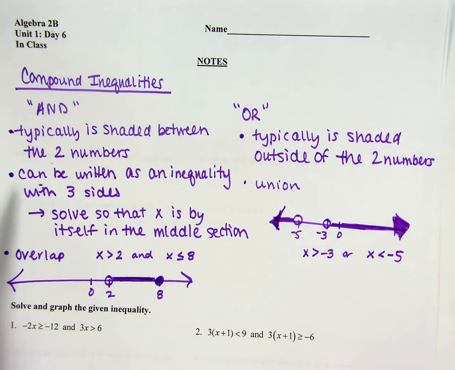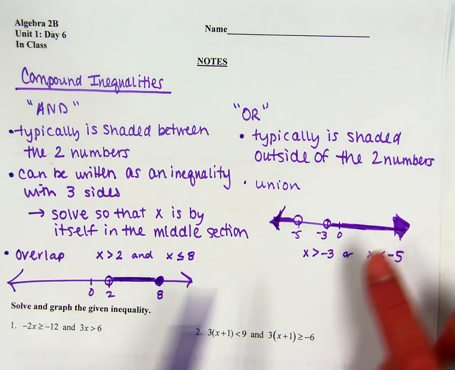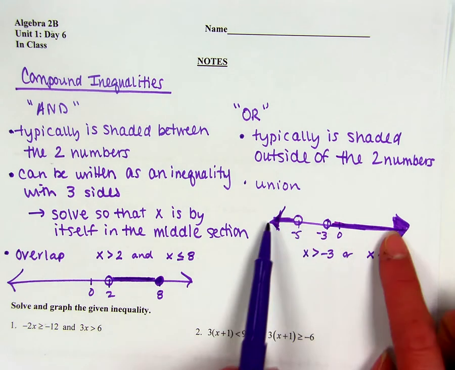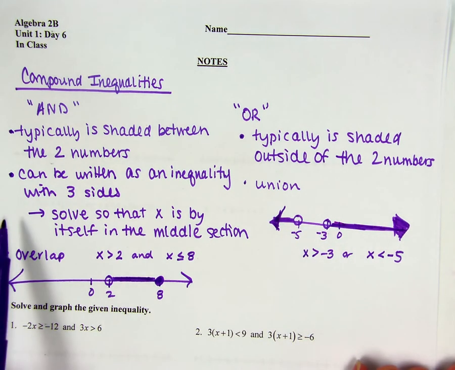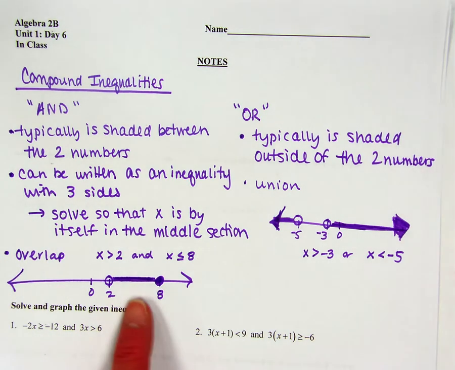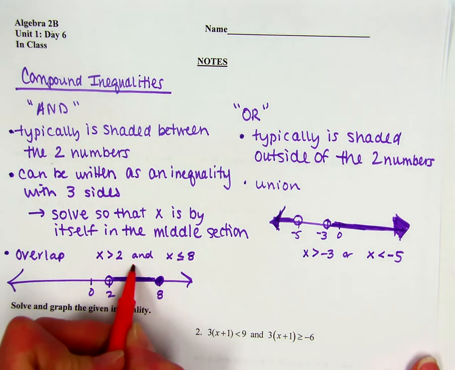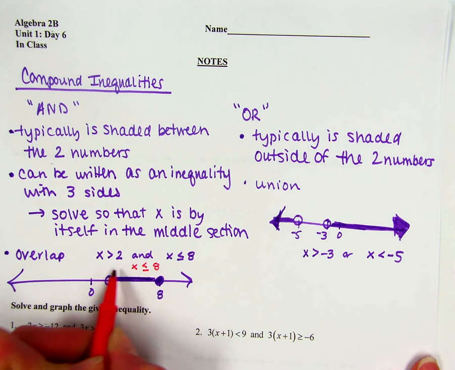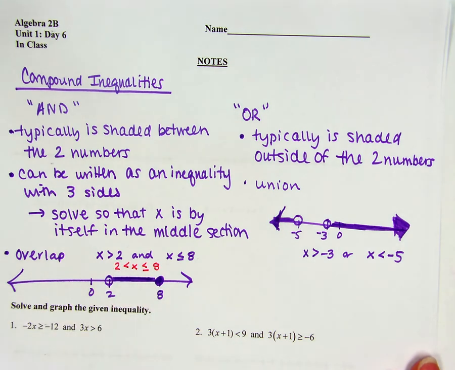All right, so we wrote down here, typically the and is shaded in between the two numbers, but the or is shaded outside of the two numbers. So find your two numbers and go on the outside. And the only difference here is that you can write it so that it's an inequality with three sides. So another way to say this exact same graph is we could say that x is in between 8 and 2. So sometimes you might see it listed like this, sometimes you might see it listed like this, and it means exactly the same thing.